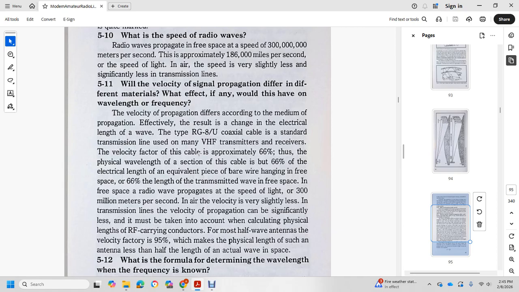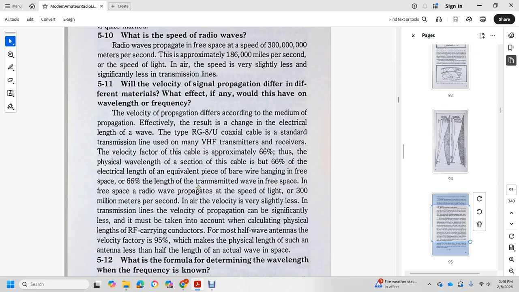Velocity of propagation differs from the medium, with the result of changing the electrical length of the wire. For the type RG-8U coaxial cable transmission line used with a VHF transmitter and receiver, the velocity factor for the cable is approximately 66%. Thus the physical wavelength in a section of the cable is about 66% of the electrical length of an equivalent piece of bare wire hanging in free space, that is, 66% of the length of the transmitted wave in free space.